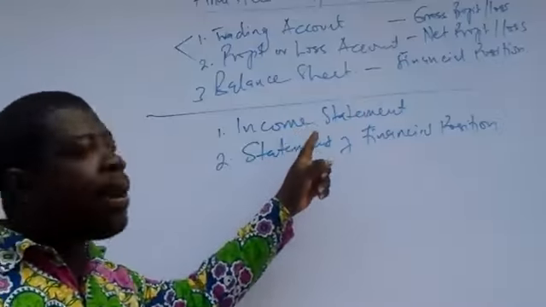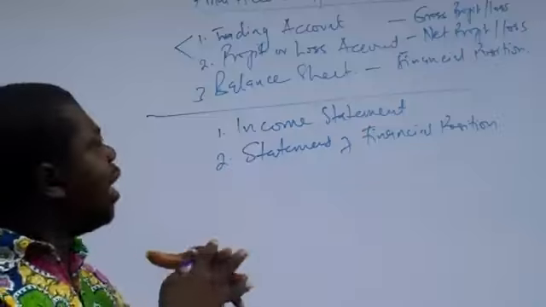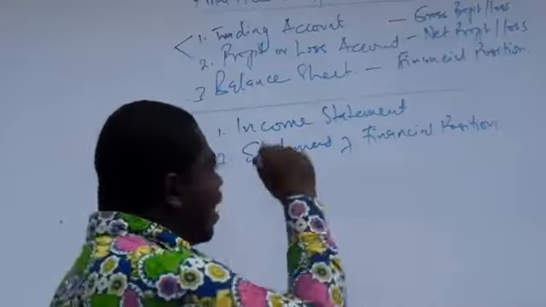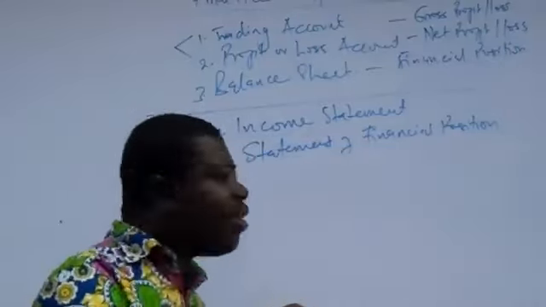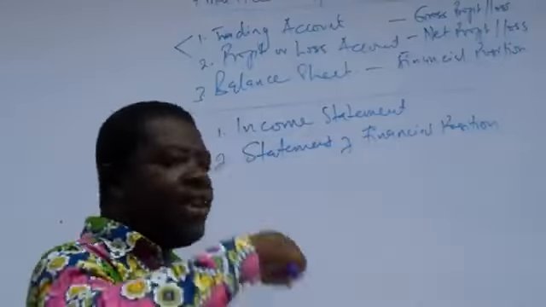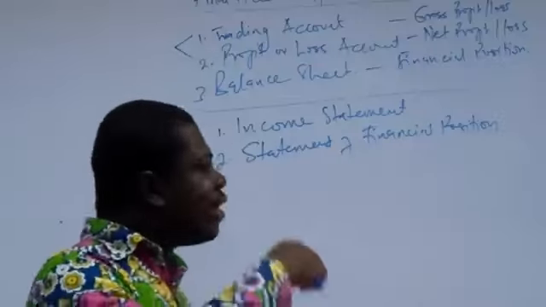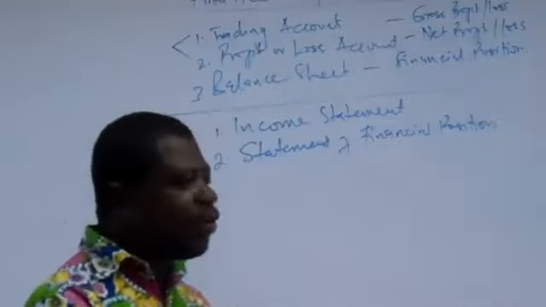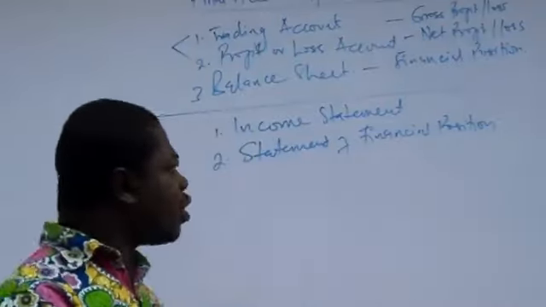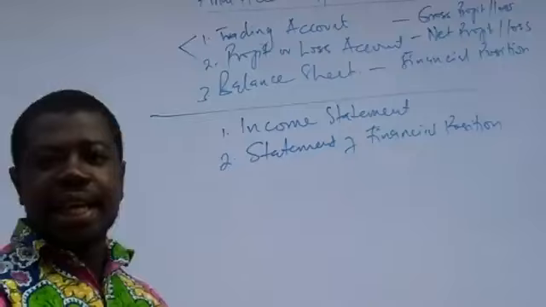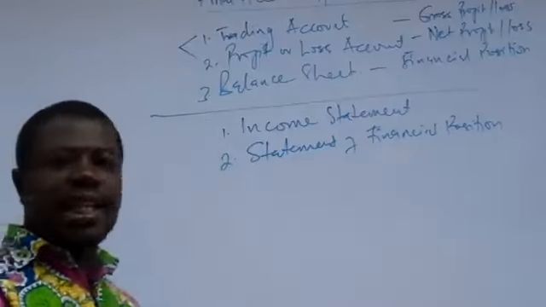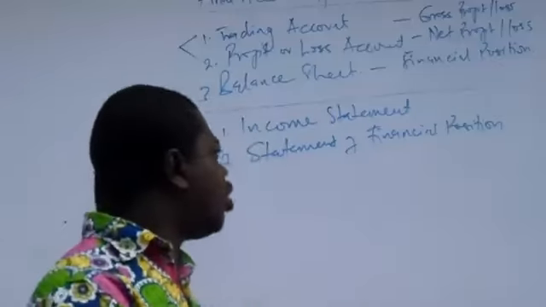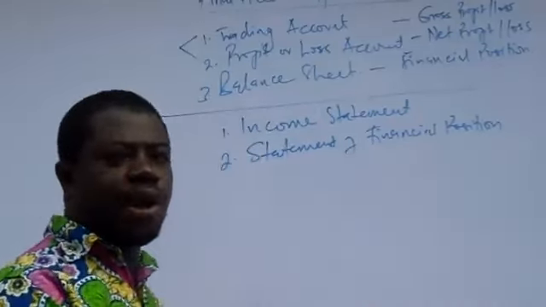Now, the income statement, remember, is a combination of the trading account and the profit and loss account. So you should understand that in the income statement, there is a trading account and there is a profit and loss account. We are still going to prepare the trading account to ascertain our gross profit or loss, and the profit and loss account to ascertain the net profit or loss. But we prepare them together and call it the income statement. And then the statement of financial position will be prepared as well to show the financial position of the business. Alright, so that is basically what we are going to do.